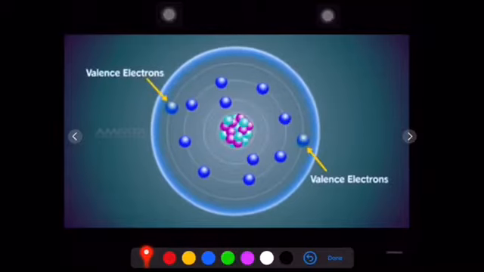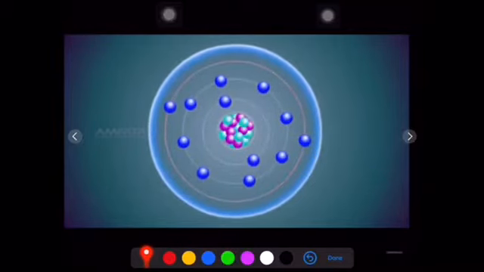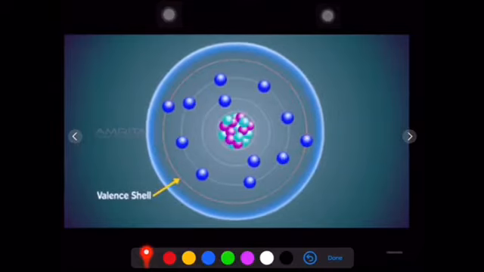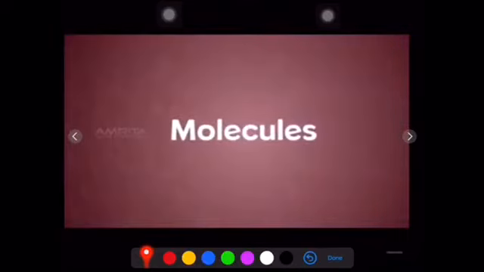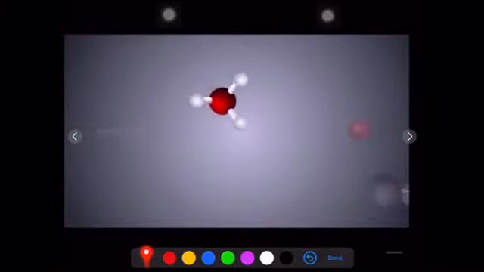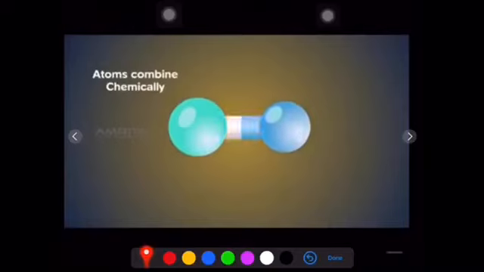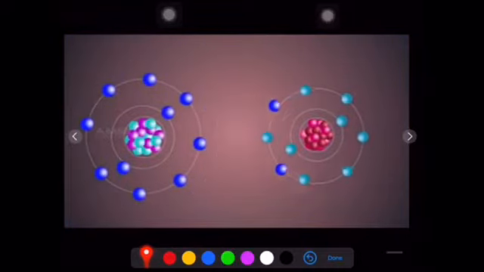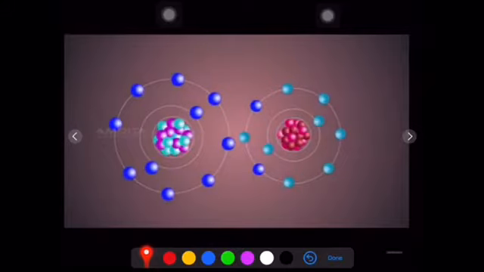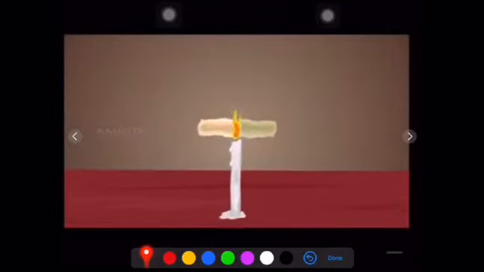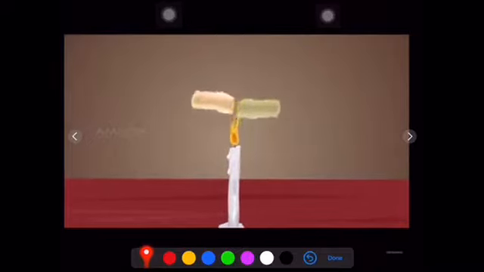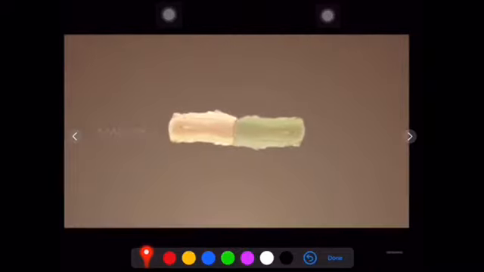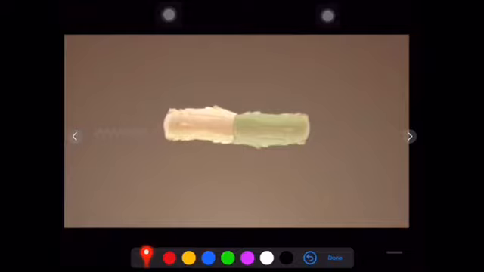of an atom are called valence electrons, and the shell which valence electrons occupy is called the valence shell. A molecule is in general a group of 2 or more atoms that is chemically bonded together. Atoms combine chemically by external forces such as heat and light. This leads to the formation of molecules. During the formation of a molecule, atoms lose their valence electrons or gain electrons from other atoms. For instance, if 2 pieces of wax are to be joined, they are heated. After heating, the 2 pieces are pressed together to form a single structure. Here, heat is the chemical factor which is responsible for joining the molecules of wax pieces.